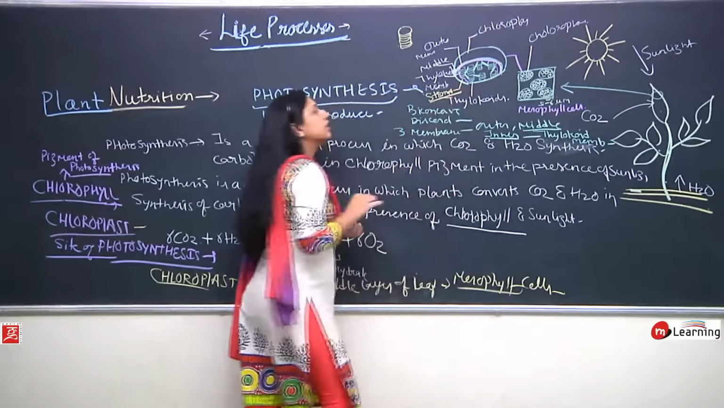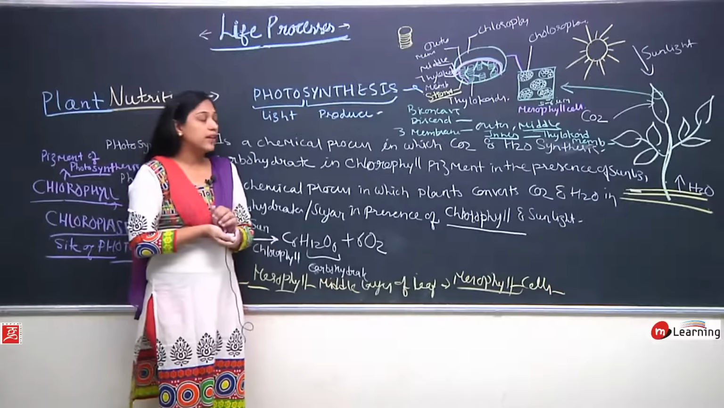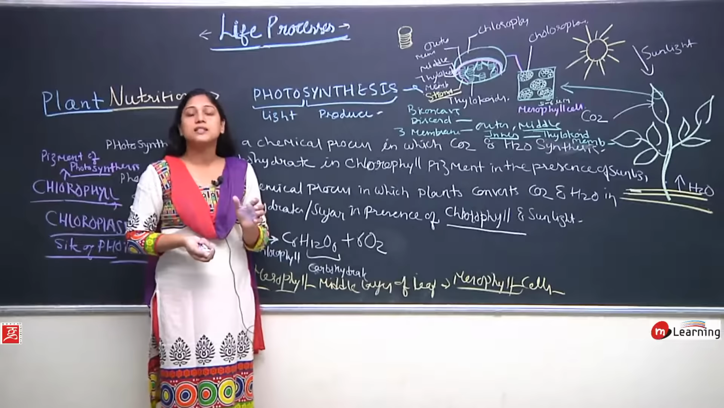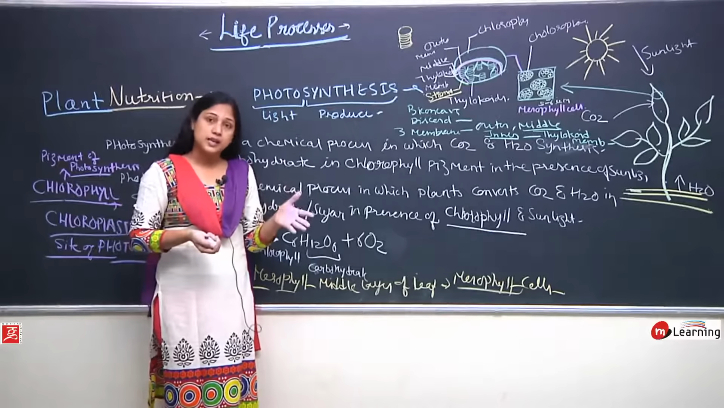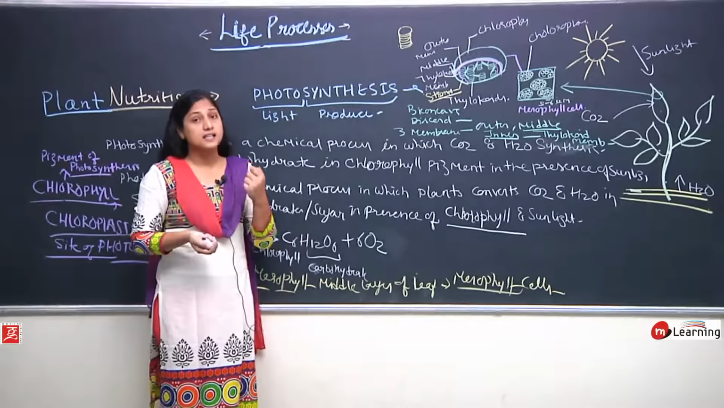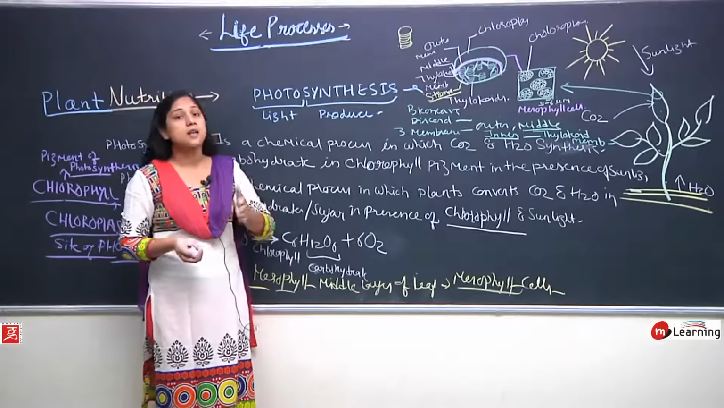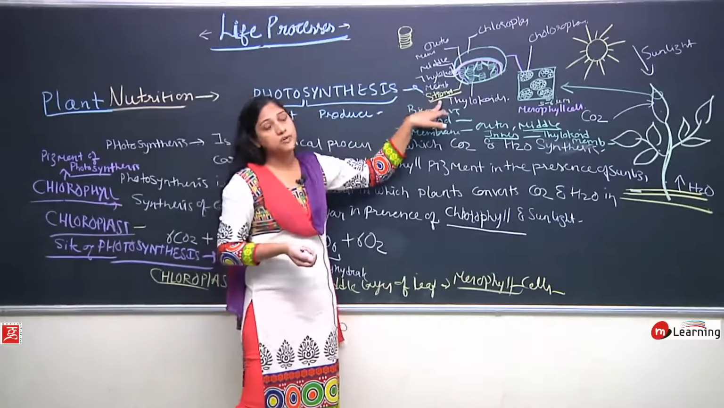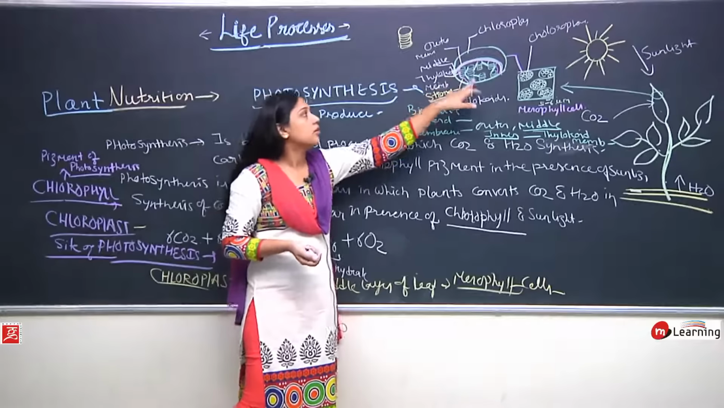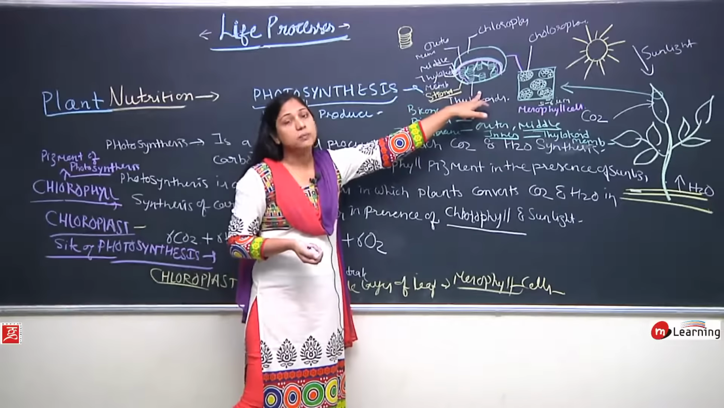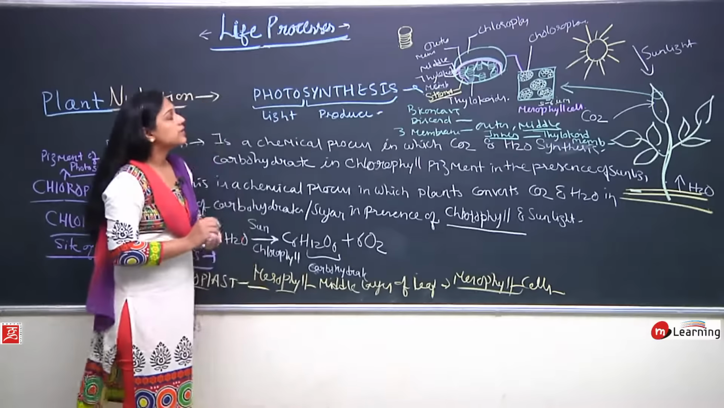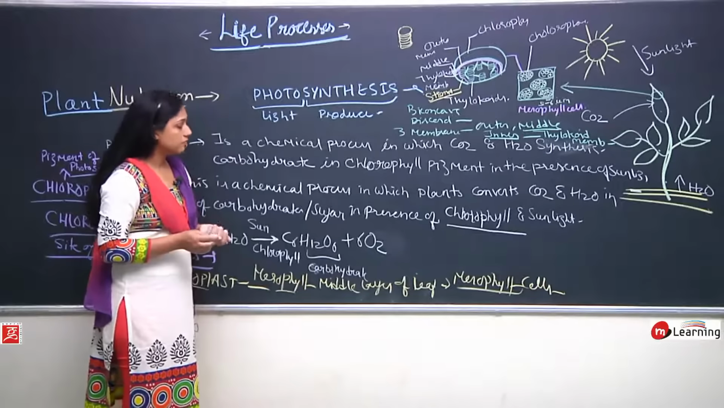Why is this important? Because when we see the mechanism of photosynthesis, there are two steps in which photosynthesis occurs. The second step occurs in the stroma only, and the first step occurs in the thylakoids or pigments. So in this way we have seen the chloroplast structure.